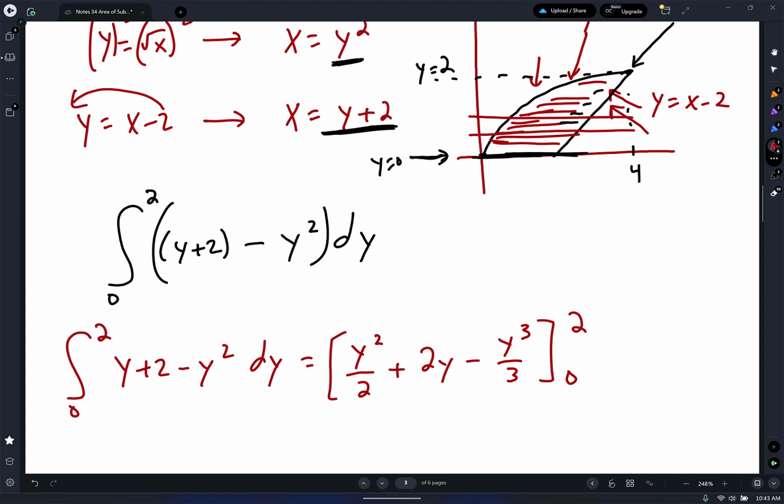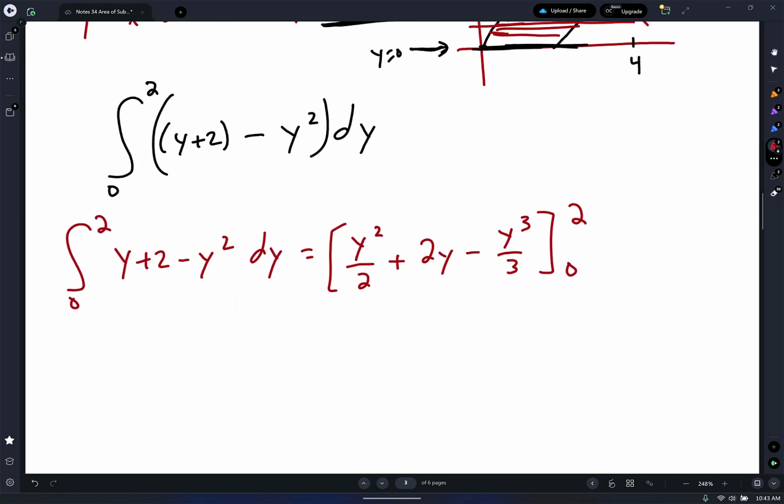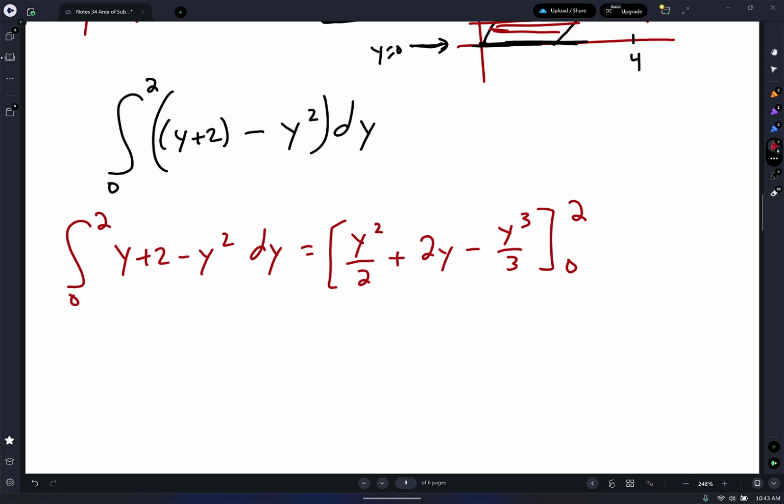I don't have to worry about 0 because when I plug 0 into my expression, it's always going to be 0. Be careful, though, because if I had an exponent, something to the 0 is a 1. But we don't have that issue right now. So all I have to do is worry about the 2. 2 squared over 2 plus 2 times 2 minus 2 to the third over 3.